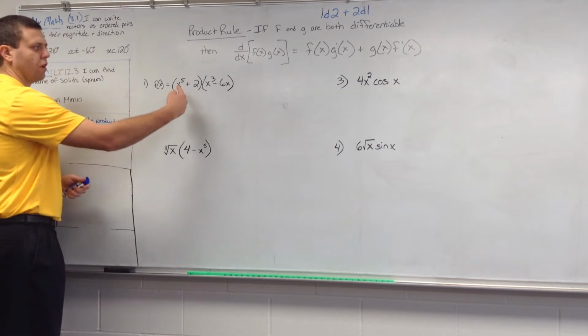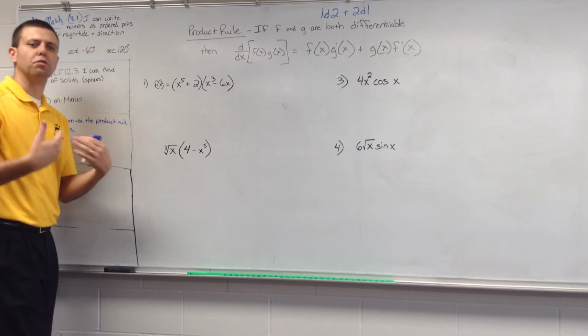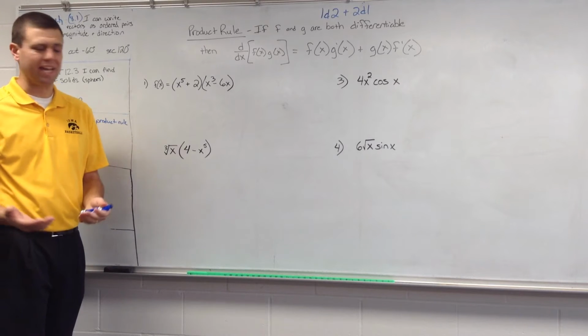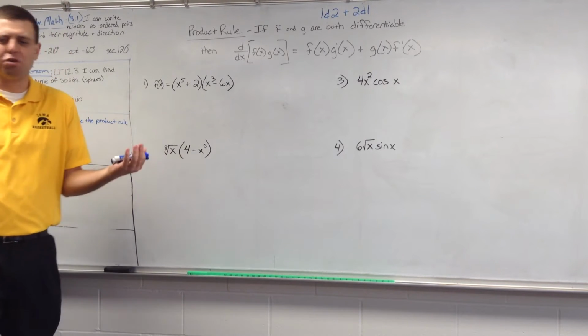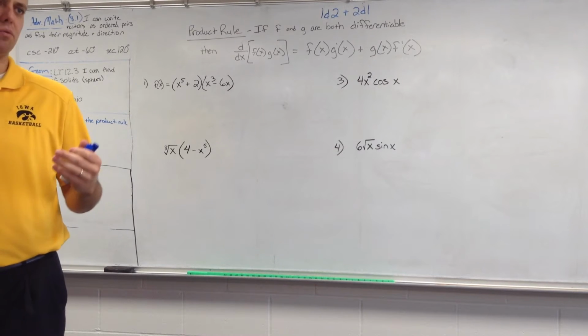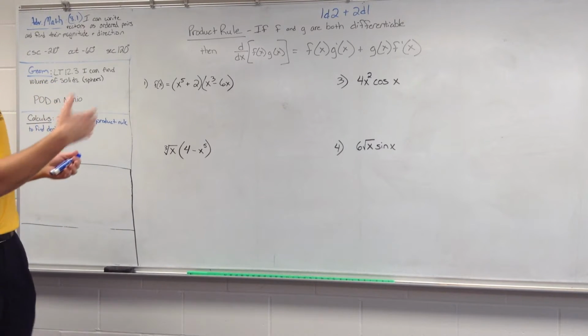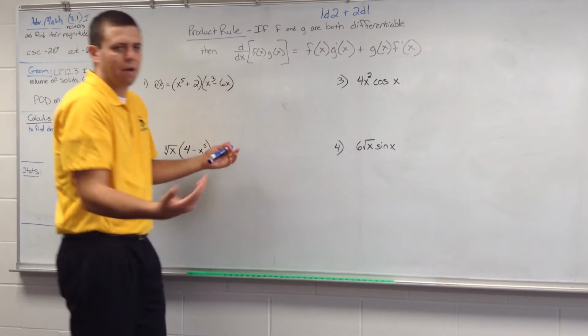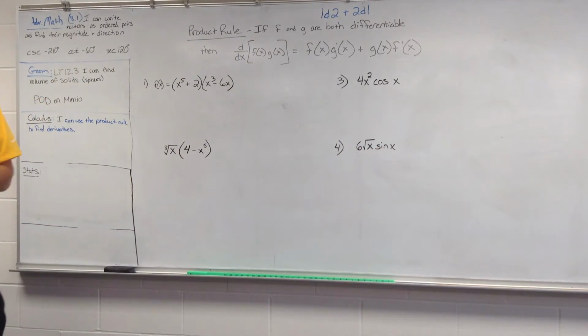Now, could you just FOIL this out and do the derivative how we've been doing it? Yep, absolutely, you certainly can. In fact, if I had a choice, I probably would, but I want to show you how the product rule works. For some of these coming up, like this one, that really doesn't work anymore. You have to use the product rule for sure. There's no way around it.